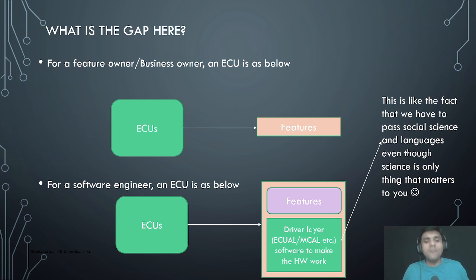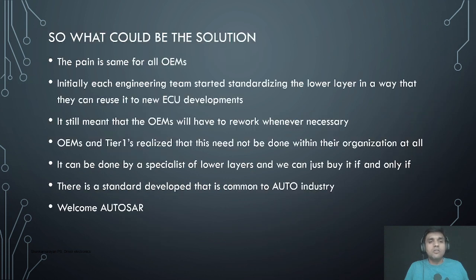And it's the same case here, that the feature owner is just looking at the final output, but the engineer is looking at what it takes to be done, or what are the modifications that need to be done to get what the business owner or the feature owner is asking for. So that is where the gap comes in. So what is the solution? So this being the gap, what is the solution?